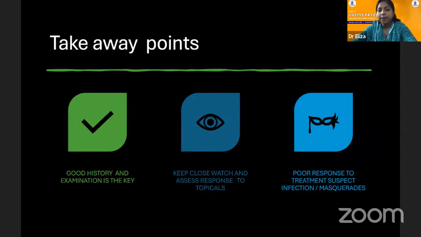So with this, I wind up, and the takeaway points are: a good history and examination is the key when you deal with hypopyons. Keep a close watch even when you suspect inflammation strongly. Assess response to topical steroids. Any poor response to treatment, suspect infection or masquerades, and then plan an AC or vitreous tap. Thank you.